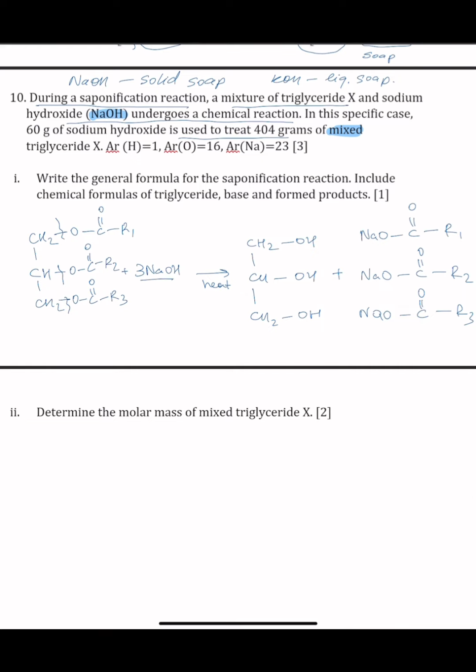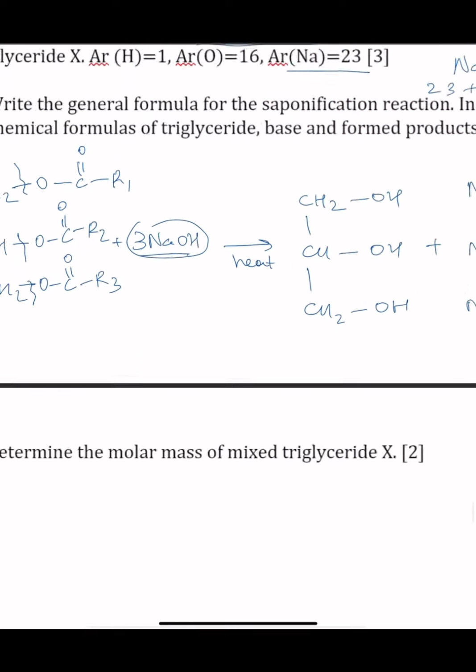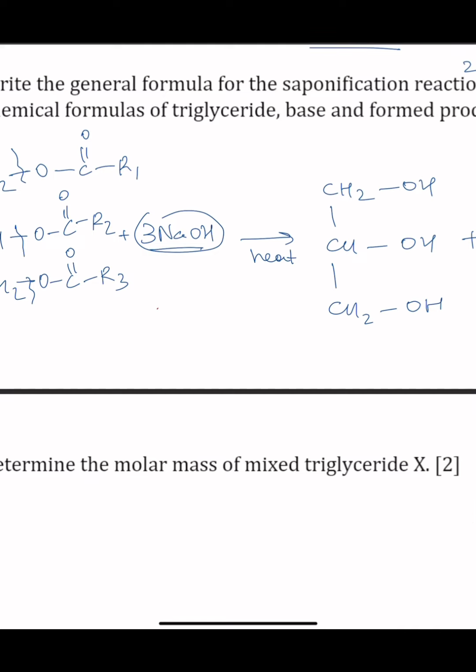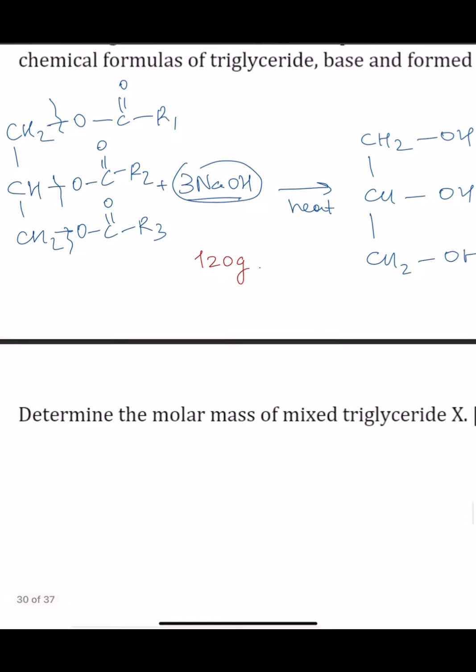Sodium hydroxide. What is the molar mass of sodium hydroxide? We got sodium 23, oxygen 16. So 23 plus 16 plus, and hydrogen is 1, right? So it's going to become 40 grams. And we used 3 moles of sodium hydroxide, meaning 120 grams of sodium hydroxide is used, right?